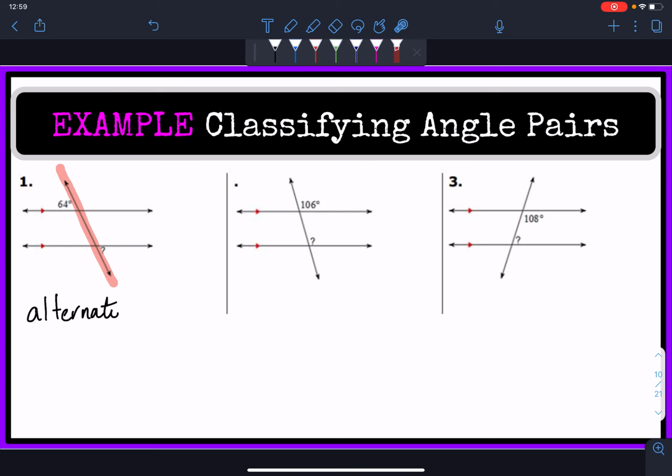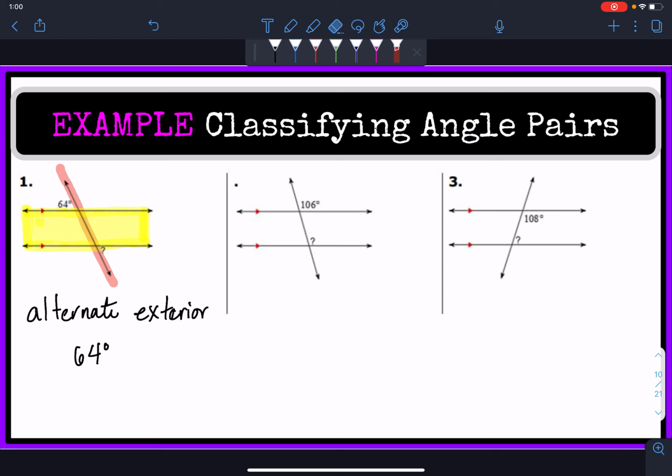Now, are they alternating interior angles or alternating exterior angles? Well, to determine that, look where those angles are. Notice that they're not in between the parallel lines, so they are exterior angles. So this is an example of alternate exterior angles. And if this angle is 64, then that means that this angle is the exact same acute angle, so it's also going to be 64 degrees.